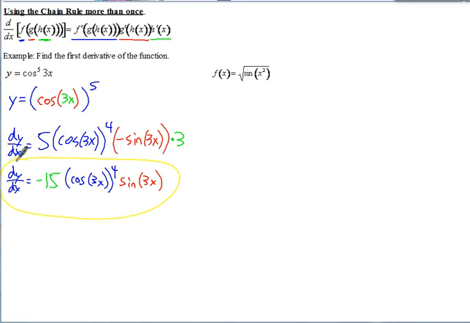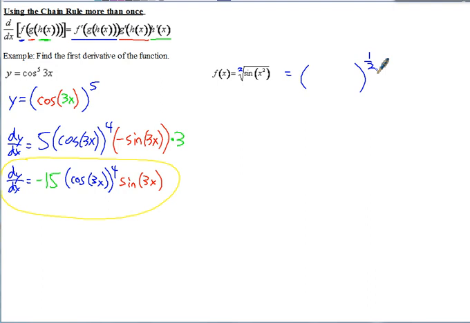And then the next one, same thing. Before we take the derivative, let's go ahead and rewrite this. And again, we've got a radical. So let's go ahead and rewrite this one. Instead of a square root, that's like an invisible 2 there, right? So that'd be the same as raising it to the 1/2 power.